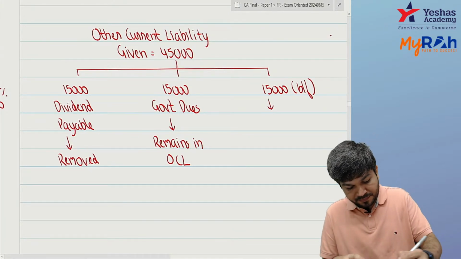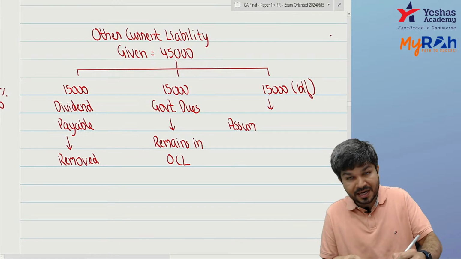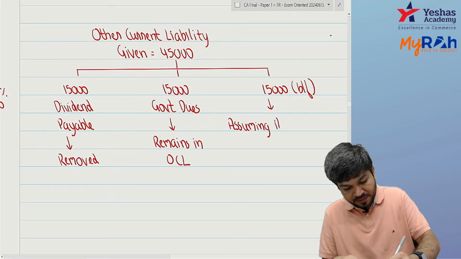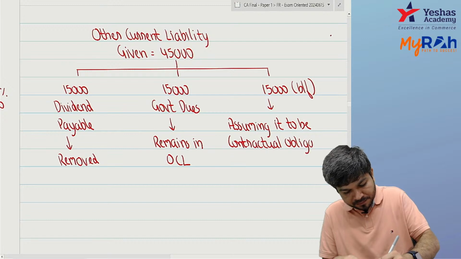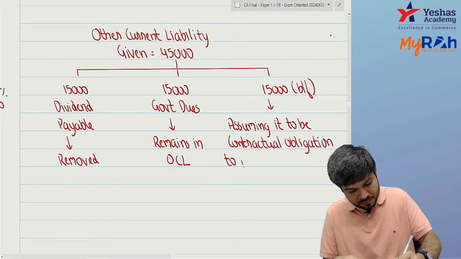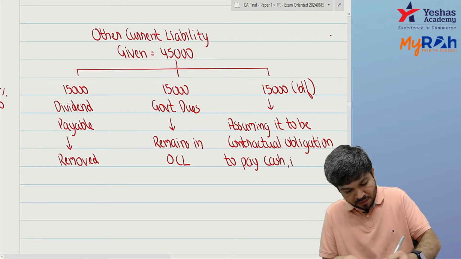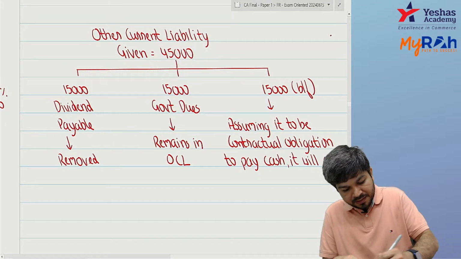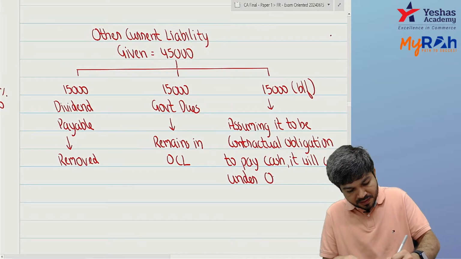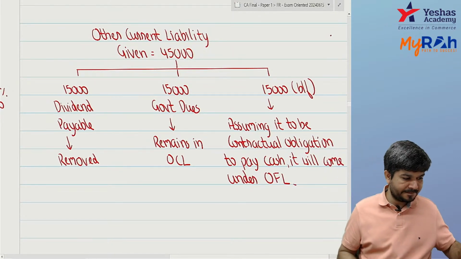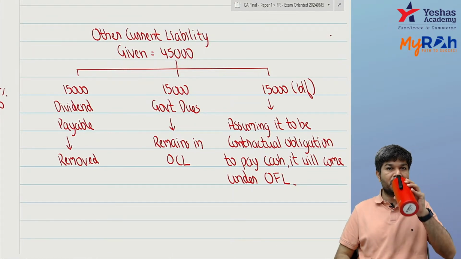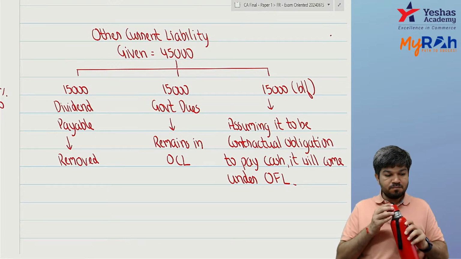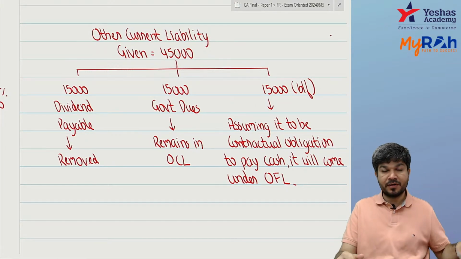assuming it to be a contractual obligation to pay cash, it will come under other financial liability. If you're done, write down D.